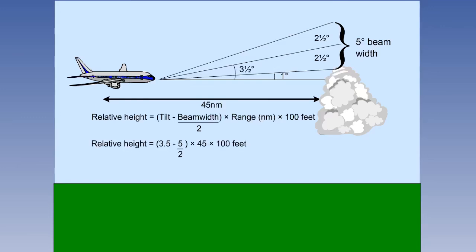Let's add some figures. An aircraft is at 35,000 feet. The range to the cloud is 45 nautical miles. The beam width is 5 degrees, and the tilt angle is 3.5 degrees. The top of the cloud is 4,500 feet above the aircraft, and therefore 39,500 feet above AMSL.